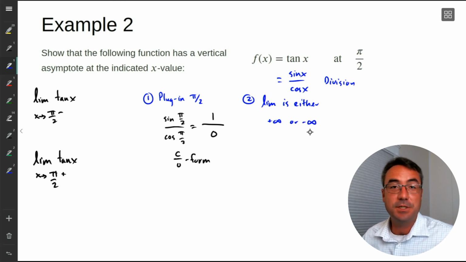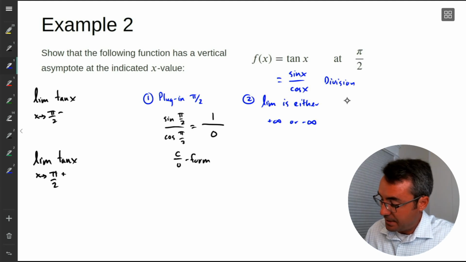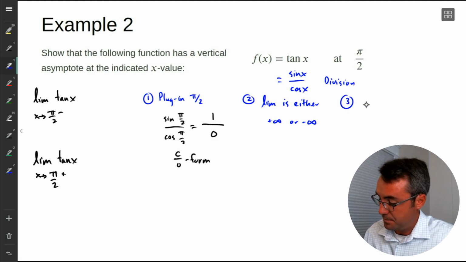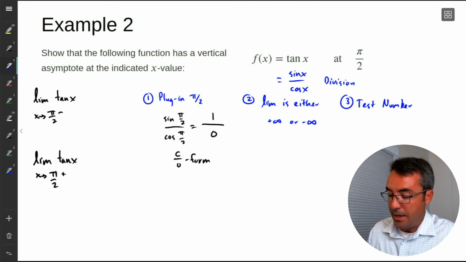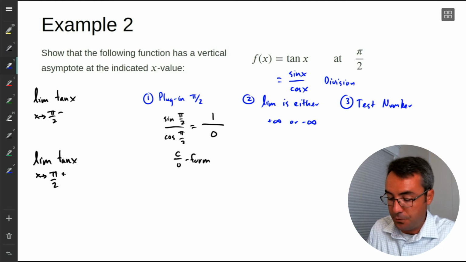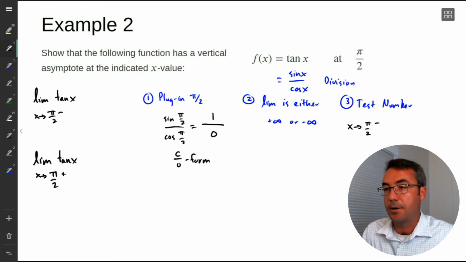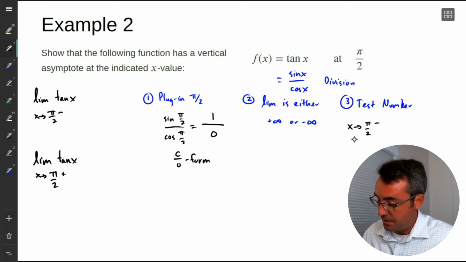So there's only two choices here for what's going on, plus infinity or minus infinity. We just have to figure out which, positive or negative. All right, so we need to do a test number. And we're doing a test number for the left-hand limit. So x is approaching pi over 2 from the left. All right. So this is the left side.